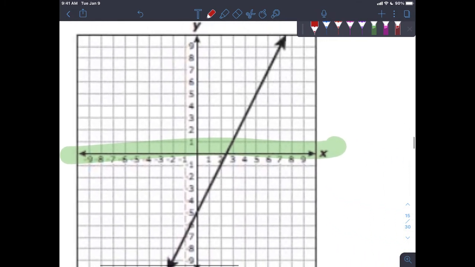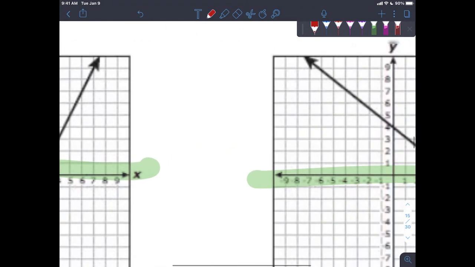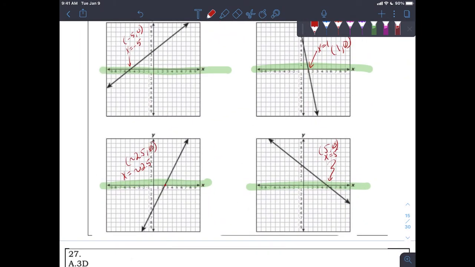Next one. Here, approximately 2.5 maybe. And if they asked as an ordered pair, it would look like that. Over here, same exact thing. I see it touching at x equals 5, which would be located at 5, 0. Okay, so that's how you find the x-intercept. We can look at that and tell right away.